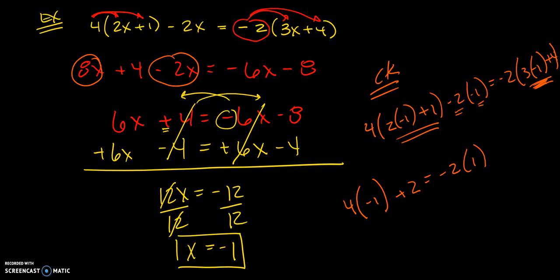So this becomes negative 4. 4 times negative 1 is negative 4. Negative 4 plus 2 is negative 2. Negative 2 times 1 is negative 2. So that does work. I can rest assured knowing that this answer is actually negative 1.